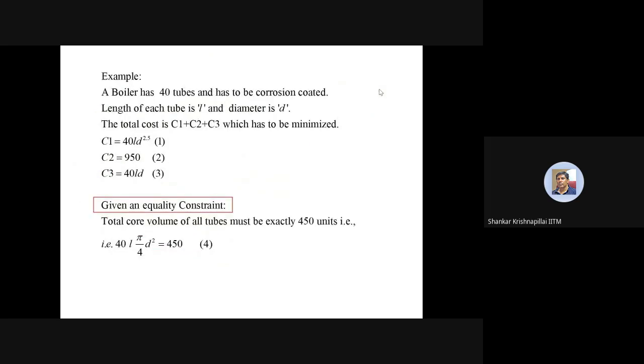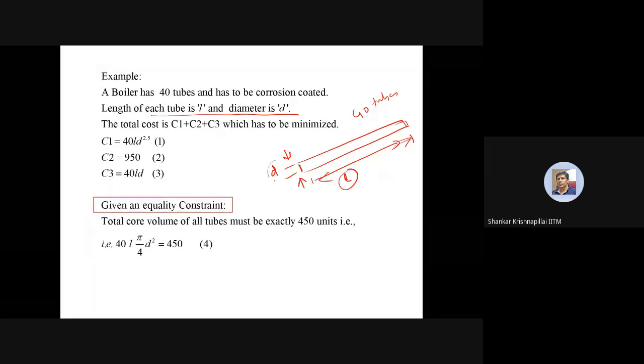Then we look at another example. A boiler has 40 tubes and has to be corrosion coated. The length of each tube is L and the diameter is D. 40 tubes are needed, so 40 is fixed, and L and D are the variables. You can change the values of L and D, so those are the optimization variables.